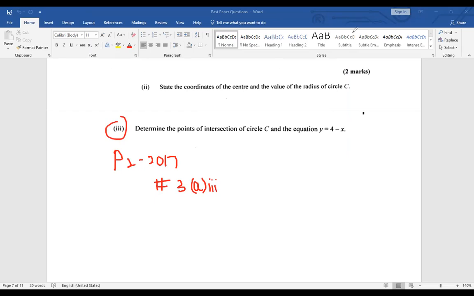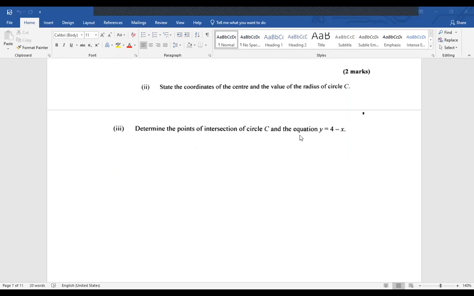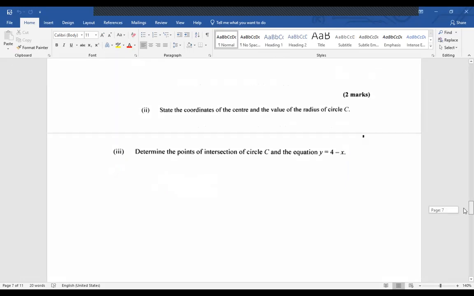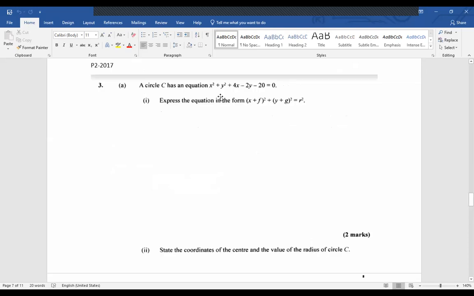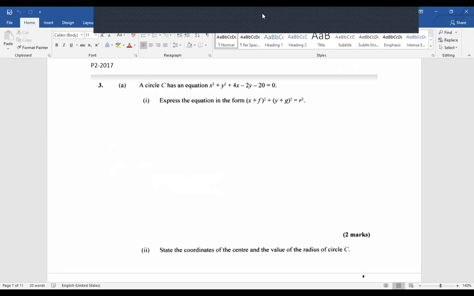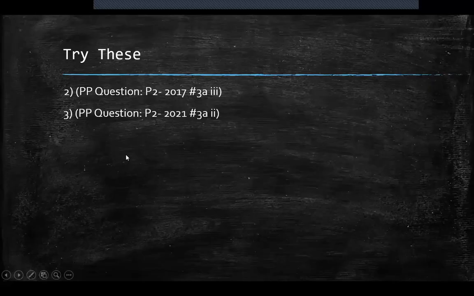Clear on my drawings. Similar question. They want to know where the circle and the line intersect. They told us that this is the equation of the circle. So let's go back. This is the question we're doing.